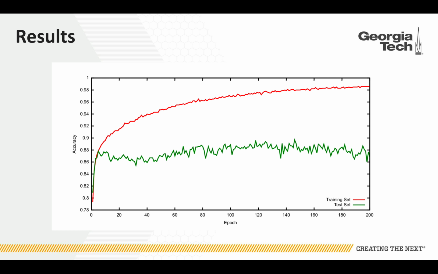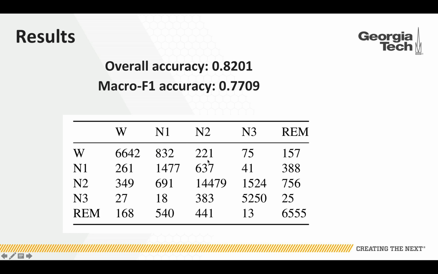82%, and as you can see, most testing results were between 86 and 88% for accuracy. The only setback we have was the N1, which is not very accurate compared to the other 4 stages. But we still were able to achieve over 82% accuracy, even with the N1.